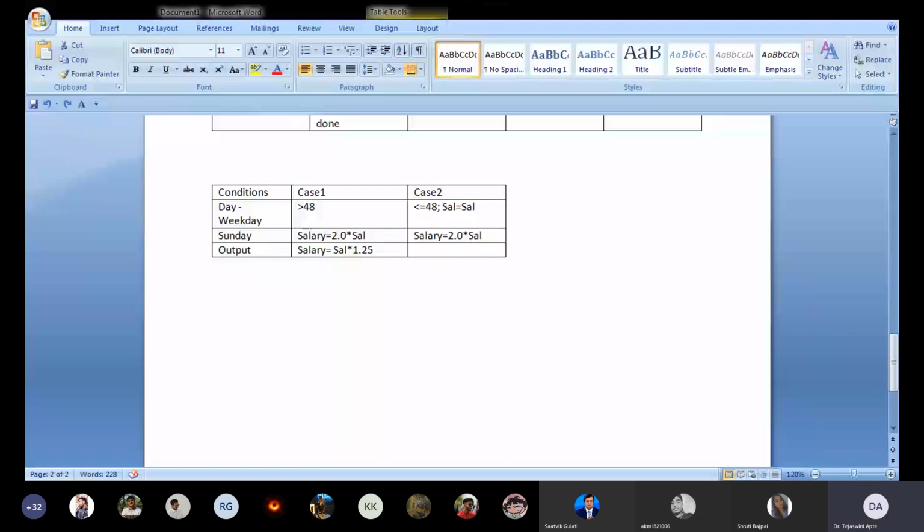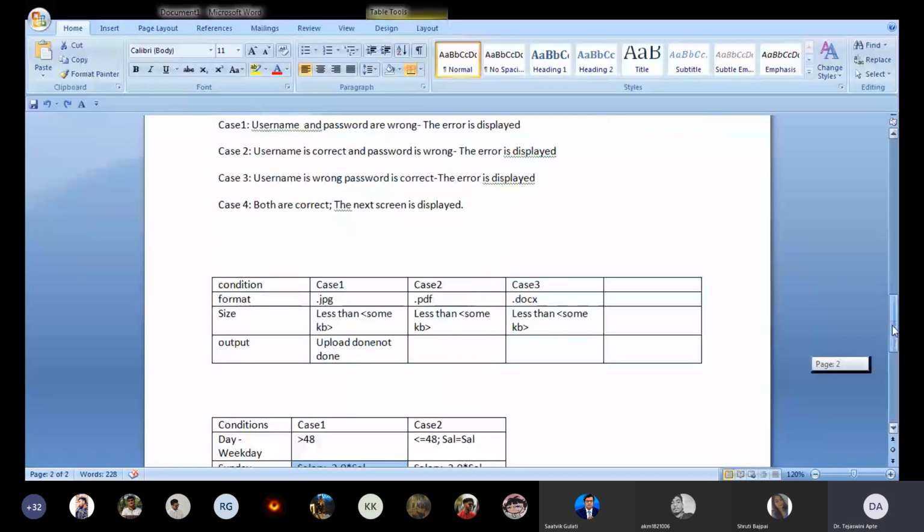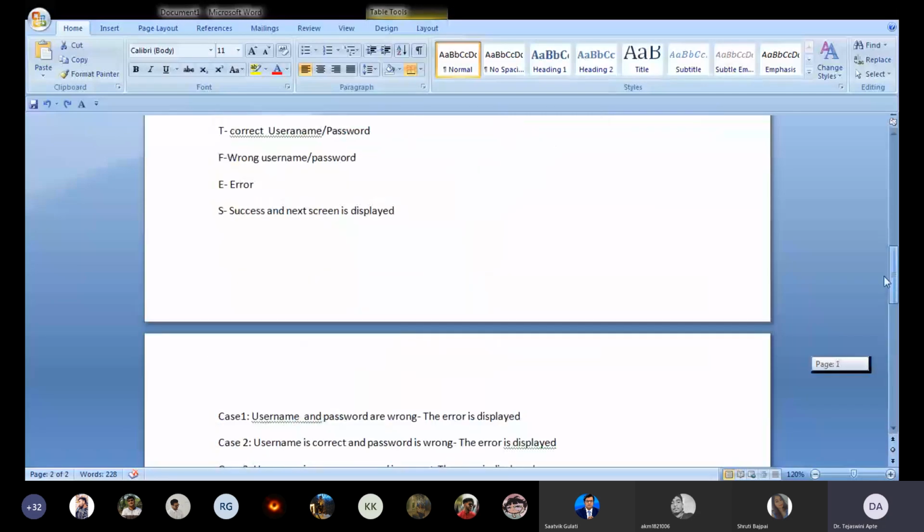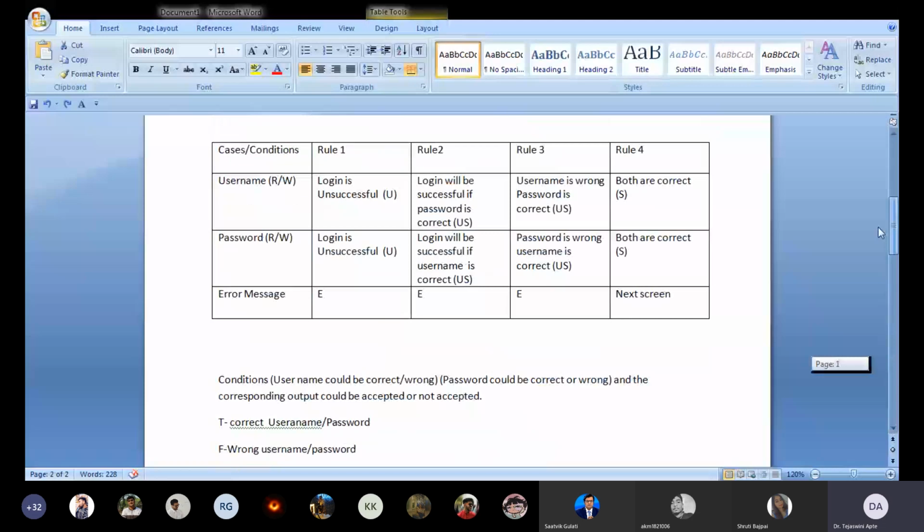Interpret the condition stub as an input for the test case. So when you say input, right now my input is a weekday. When you say input, right now my input was the format. If I go into the JPG image, the input is going to be the username and the password. There is no need of confusion. What they are saying: interpret the condition stub as an input, interpret the action stub as an output.